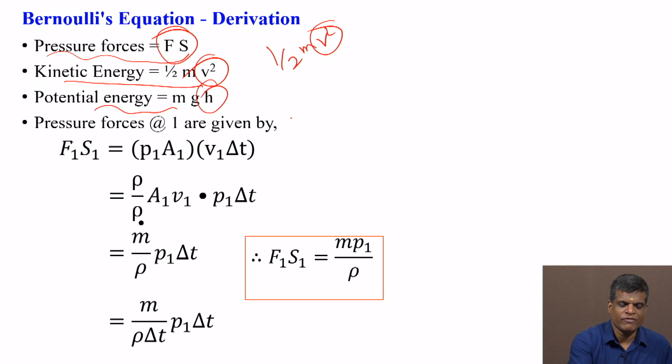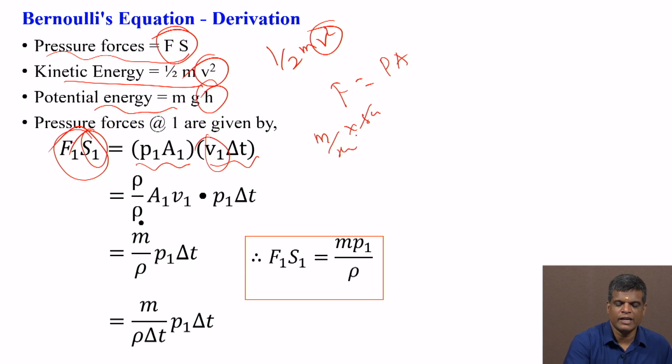So, the pressure force F1 S1: we can write F equal to P into A. Of course, P, pressure, equals force per unit area. So P1 A1, and S1 we can write as V1 delta T. V1 is the velocity in meters per second, times the time in seconds, so we get S1, how much it has moved.